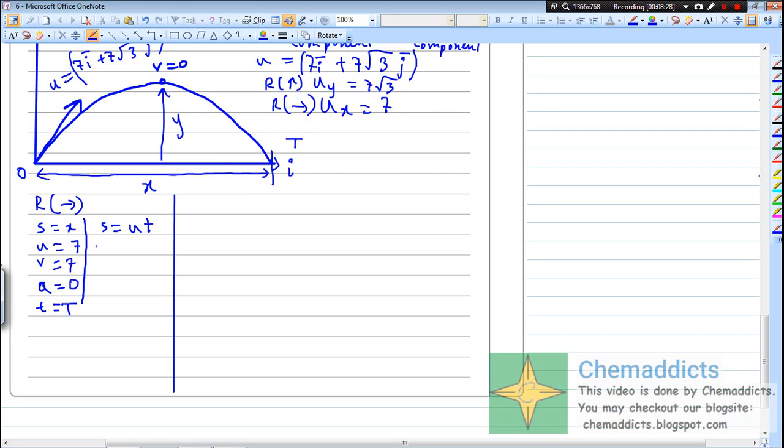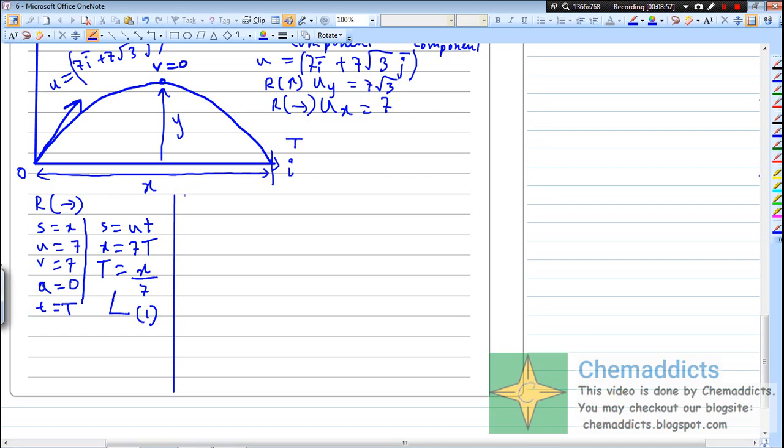Now let us substitute the values. This is x, this should be 7, and t would be the flight time. Now let us rearrange this equation, and we get x divided by 7. Let us name this equation 1. So we have resolved horizontally, and we have found one equation.